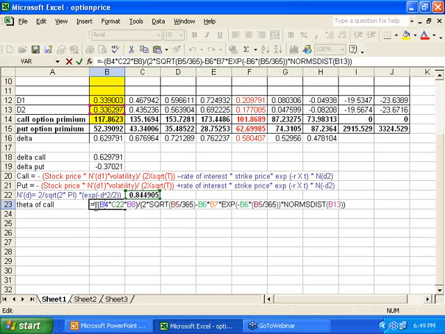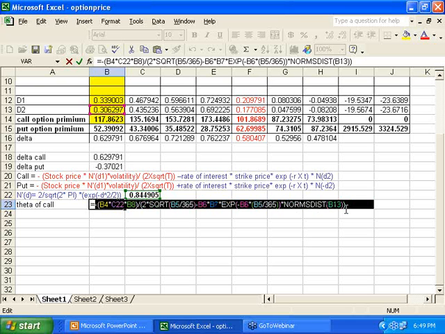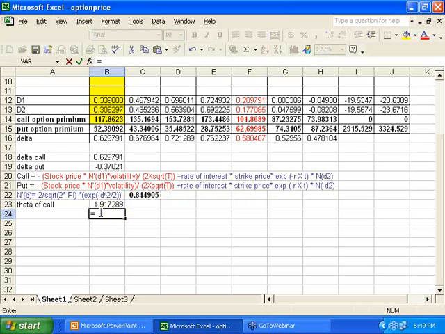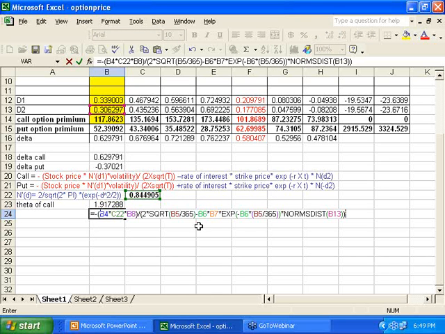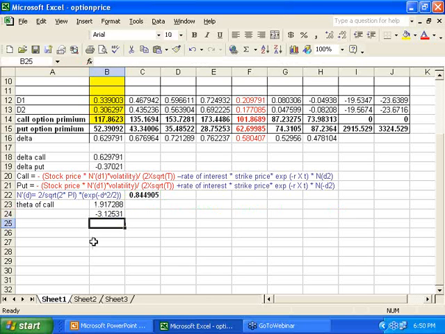Once this part is over, let us copy this formula, because for the put option also we require theta. Theta of the put option has the same formula, the exception is this d2 must be negative, and this factor which we subtracted before, we need to add. The first factor of negativeness, stock price into n dash d1 into volatility, will remain as it is, and now we get the theta of the put option.